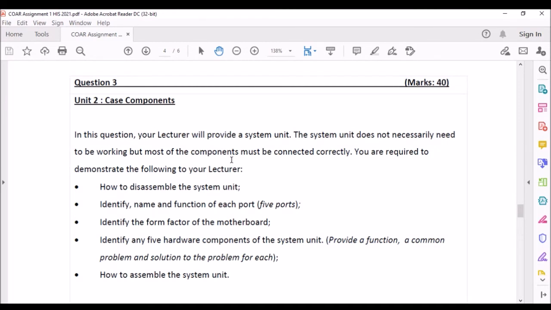So what you're going to be looking at there is literally how to disassemble a system unit. And then once you've disassembled one, you obviously need to literally identify and name the function of each distinctive port that you'd find. There are 5 of them in total. So you've got your generic onboard ports, especially if you look at the motherboard section associated with content there. You've got onboard ports that are there. Identify any 5 of them, and then mention their distinctive function as far as your environments would go. And then again, identify the form factor of your boards.